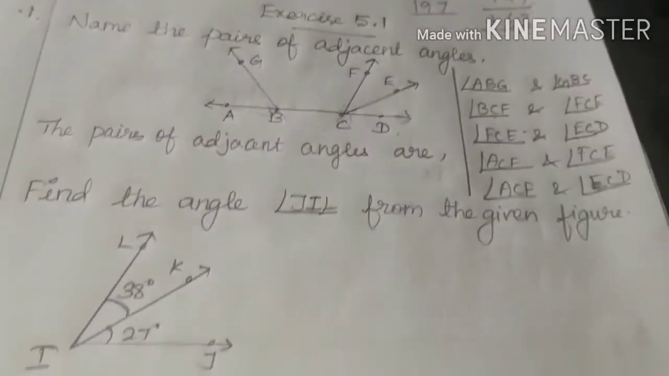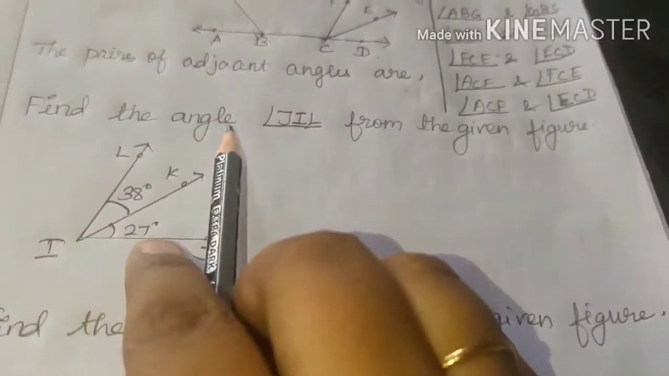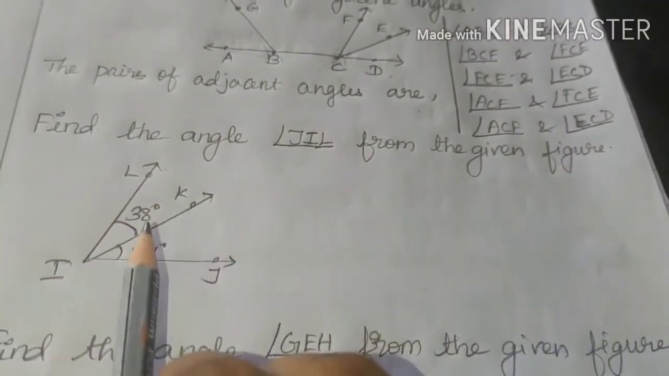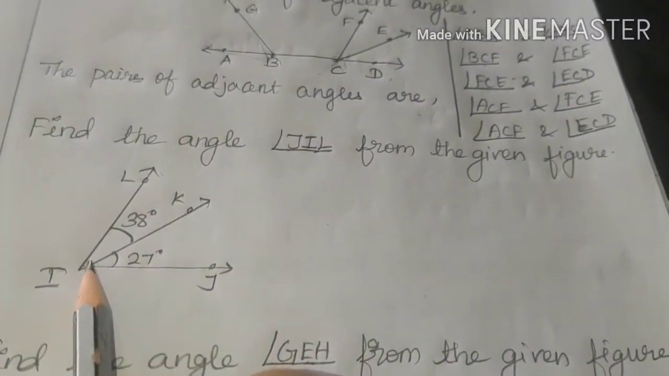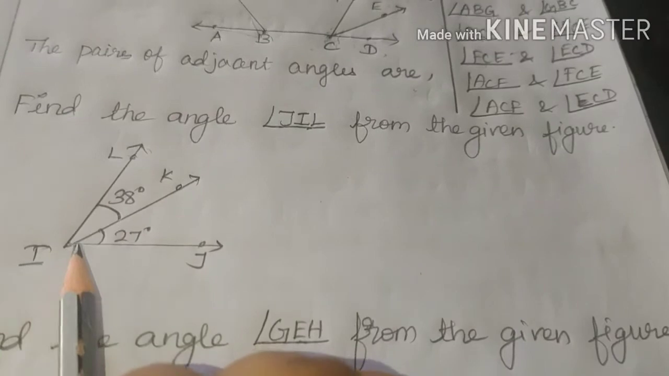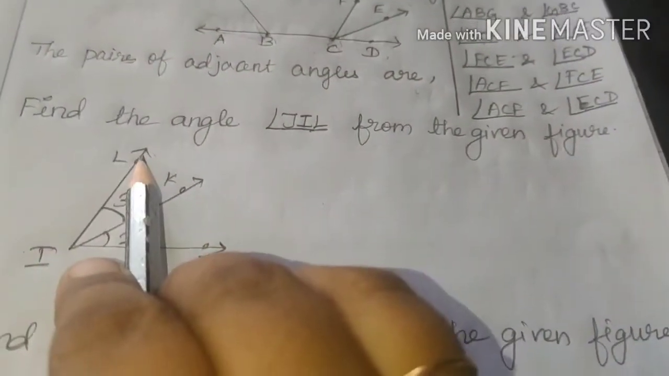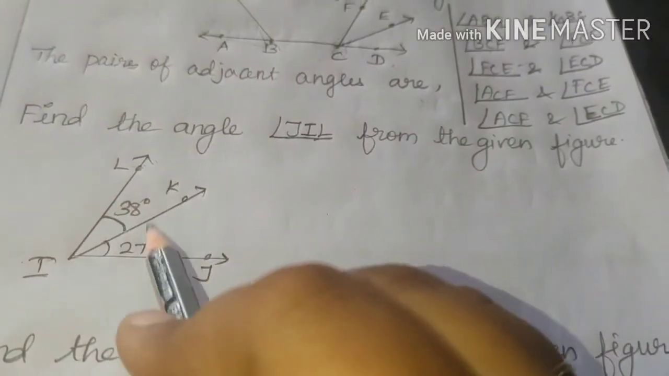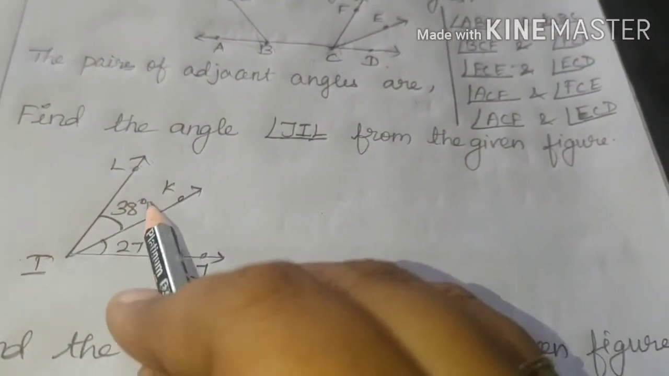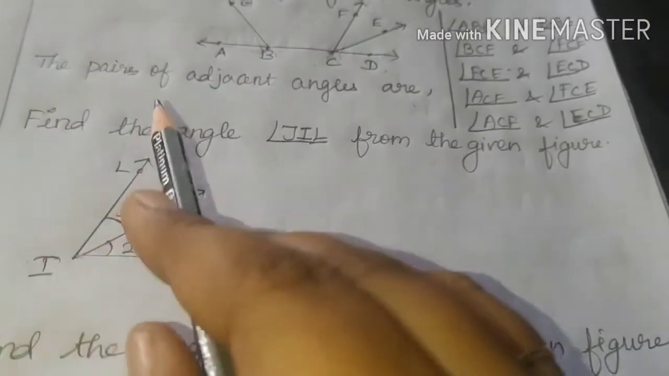Okay, so next is the second sum. Find the angle JIL from the given figure. This is also what we did in the examples, the same sum. So they ask us to find the JIL. They have given the two angles in between. If we add these two angles, we will get the JIL.